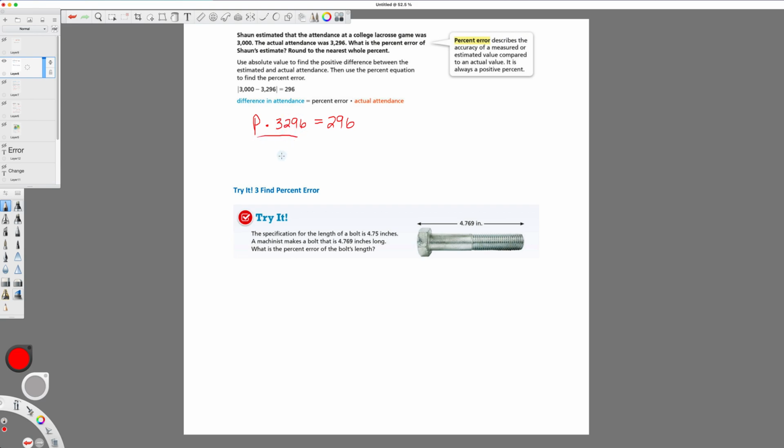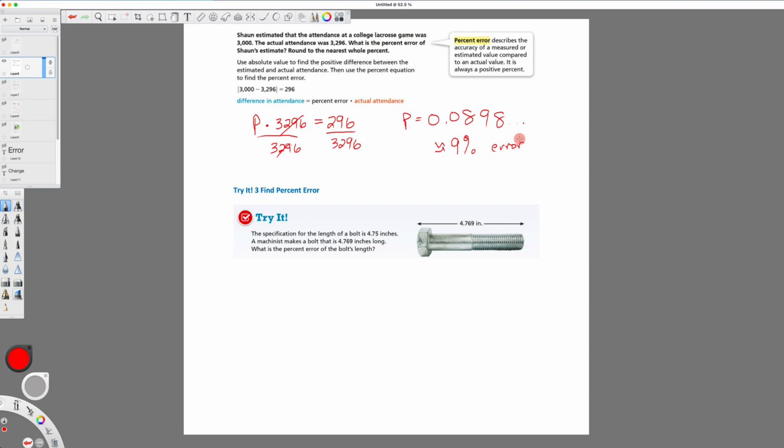And now it may not be a super pleasant answer. I'm not thinking this is going to be real nice, but I'm going to solve it here. 3296 is what I'm going to divide by. So I take 296 divided by 3296. And yeah, I get a crazy decimal that goes for a while, so I get 0.0898 on and on. So I would say that is roughly a 9% error.